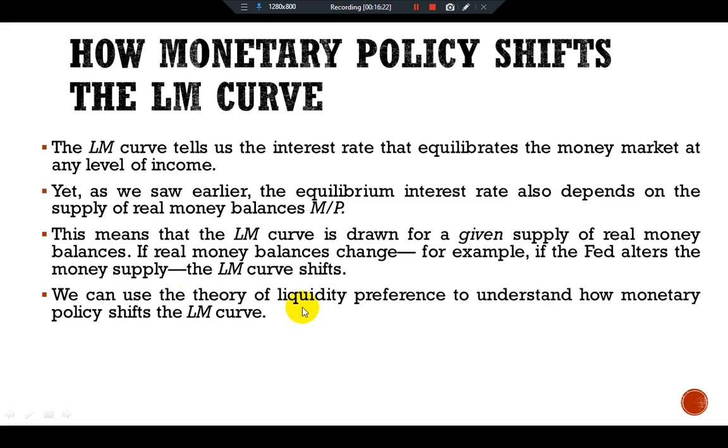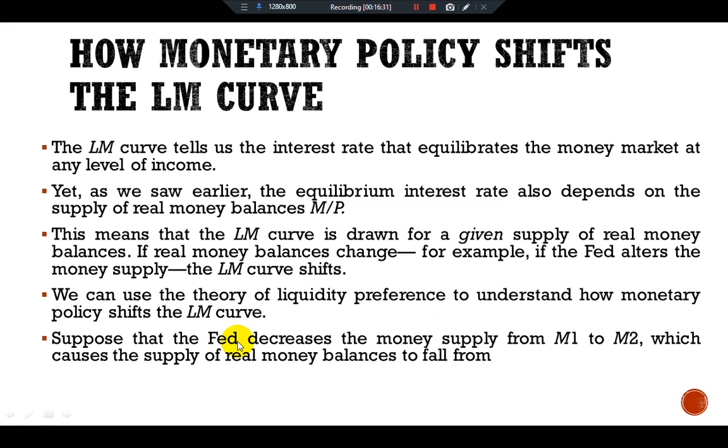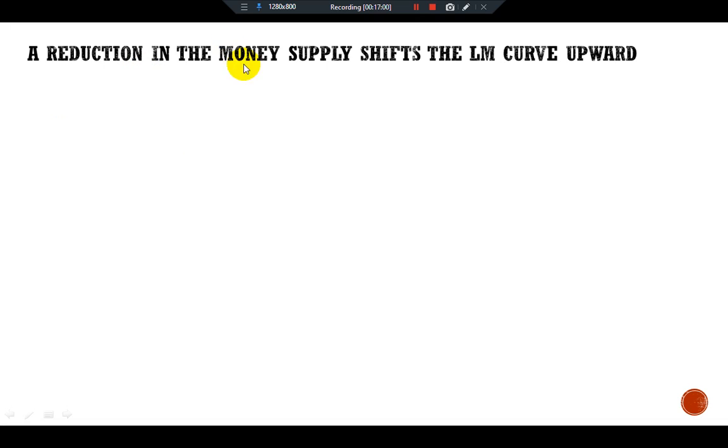We can use the theory of liquidity preference to understand how monetary policy shifts the LM curve. Suppose that the Fed or central bank decreases the money supply from M1 to M2, which causes the supply of real money balances to fall from M1 over P to M2 over P. So let's see a graphical presentation for that. A reduction in the money supply shifts the LM curve upward.